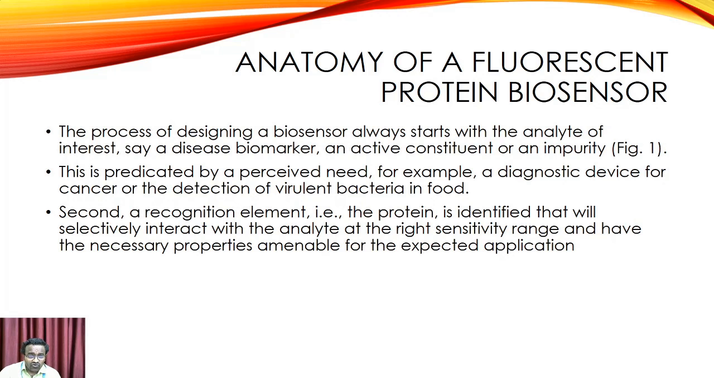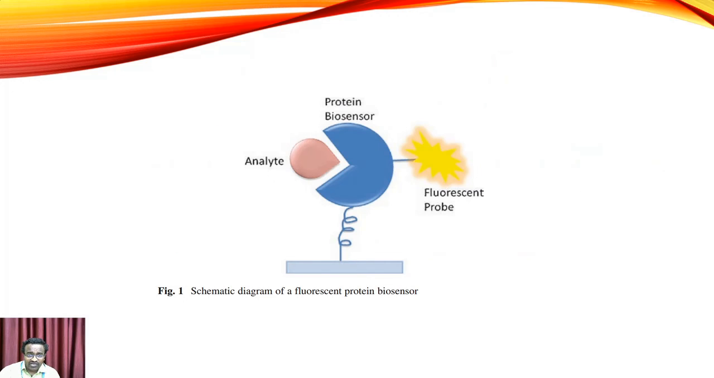Anatomy of the fluorescent biosensors. It consists of the biomarker and reacts to the biomarker, and particular diseases are diagnosed with the help of the biomarker. The protein biosensor usually consists of the analyte which binds to the fluorescent probes.